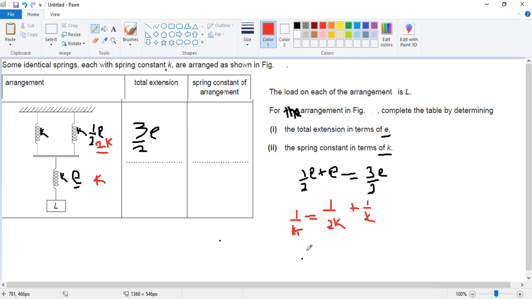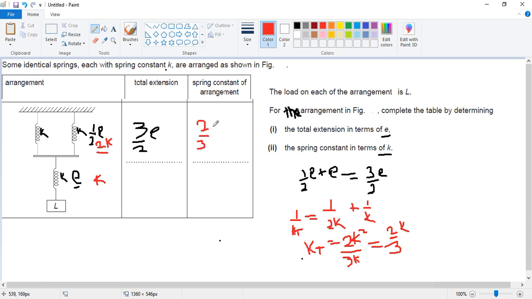So this is going to be a product over sum to get the total spring constant, which I'm calling KT. So K total will be the product, 2K times K, which is 2K squared, divided by the sum. The sum is 2K plus K, which is 3K. You see that one K cancels and I have 2 over 3 times K. So I mentioned before I did this that this is 2 over 3K.